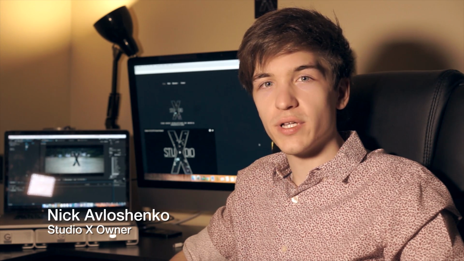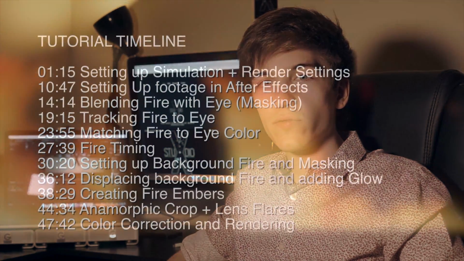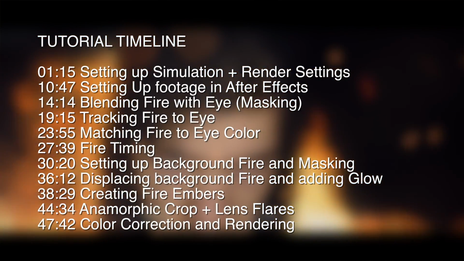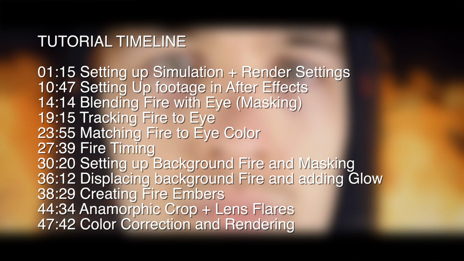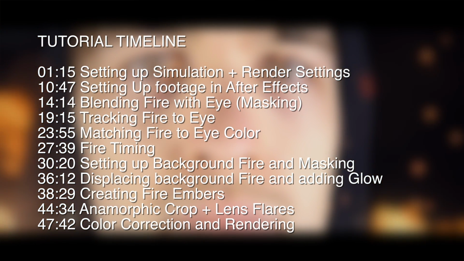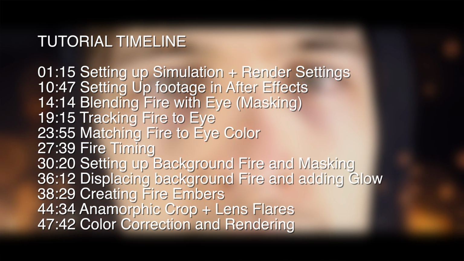In this video I will be teaching you how to create fire from scratch in Cinema 4D using a plugin called TurbulenceFD, and then applying it to your footage of a close-up of an eye. So this is a two-part tutorial where the first part is done in Cinema 4D with the use of TurbulenceFD, where we'll be creating the actual fire. And the second part is in After Effects, where we are going to be color correcting footage, adding fire into the background, making sparks, and obviously adding the fire to the eye.